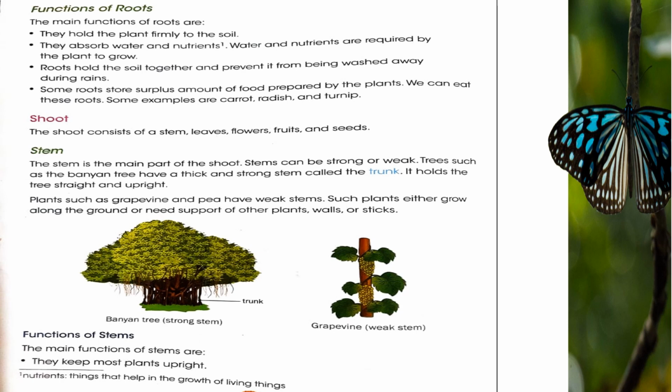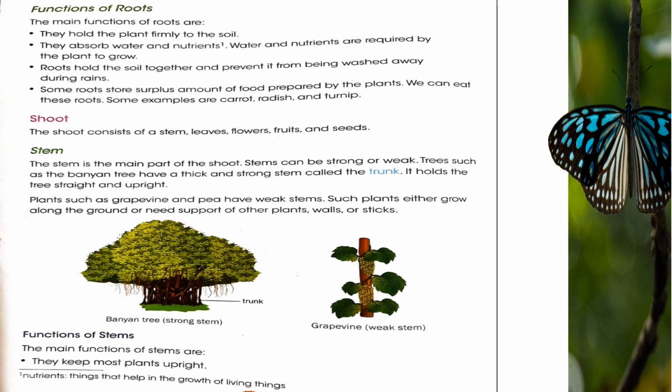Shoot. The shoot consists of a stem, leaves, flowers, fruits, and seeds. Stem. The stem is the main part of the shoot. Stems can be strong or weak. Trees, such as banyan tree, have a thick and strong stem called the trunk. It holds the tree straight and upright. Plants, such as grapevine and pea, have weak stems. Such plants either grow along the ground or need support of other plants, walls, or sticks.